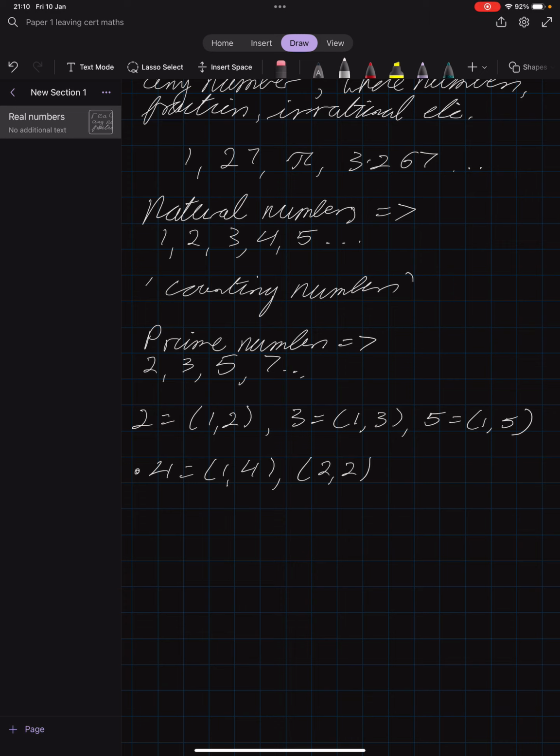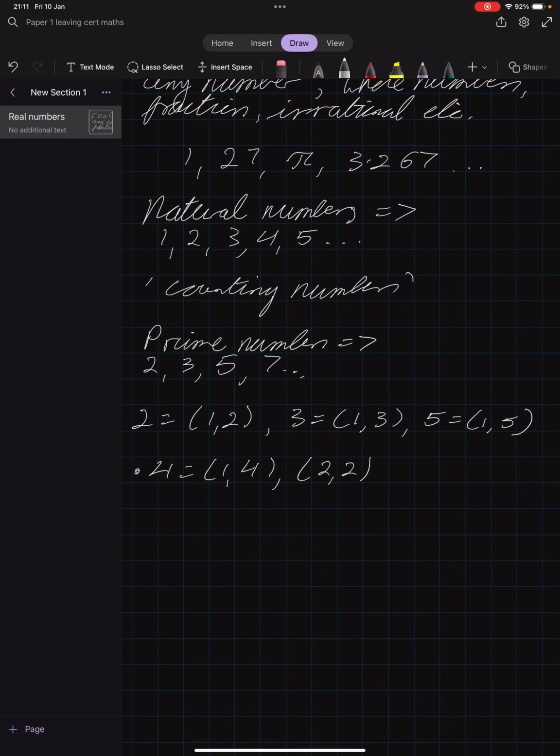And 1 is not included. The reason 1 is not included is because in some high level maths, theorems become less powerful if you include 1. So that's the only reason that 1 is not a prime number. There's no physical meaning behind it. It's just convenient to let it not be a prime number, but it's also not a composite number.